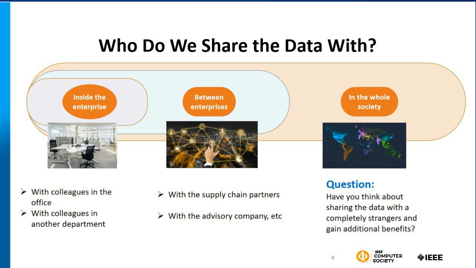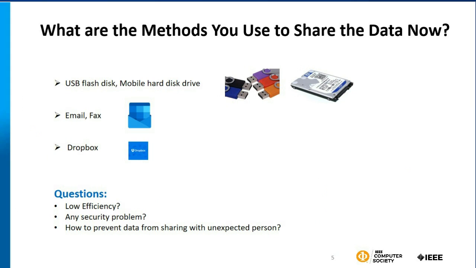Currently, the most common methods for data sharing include using a flash disk, writing an email, using fax, or cloud services. However, these methods suffer from low efficiency and security problems, and once your data is shared with the other person, you kind of lose the data sovereignty. It means that you could not prevent your data from being shared with unexpected persons or organizations, and you could not control the way the data is used. In some cases, the business or technology know-how could be dug out based on the data that they're using.